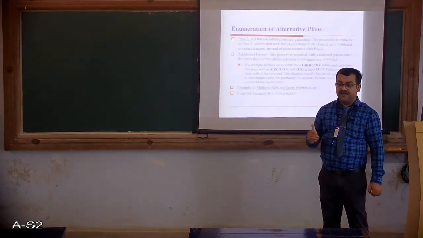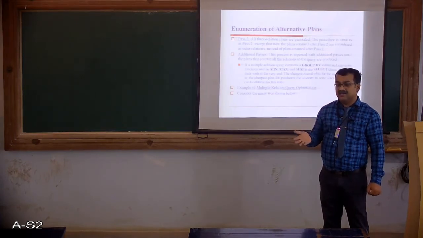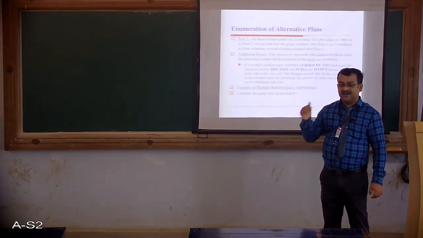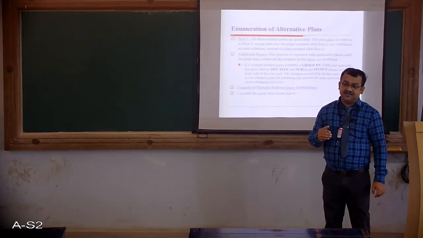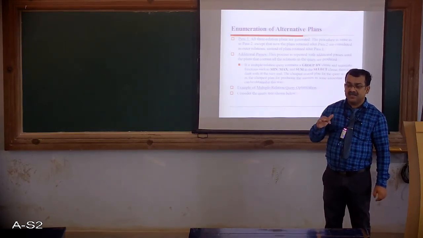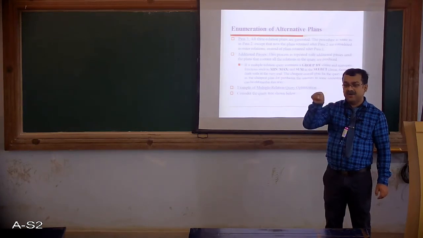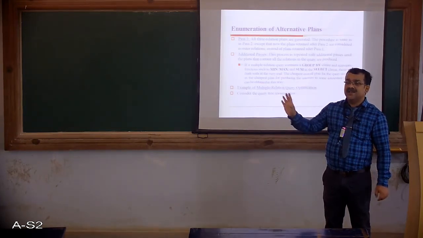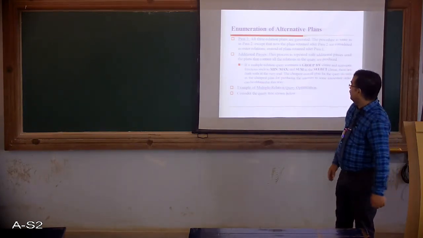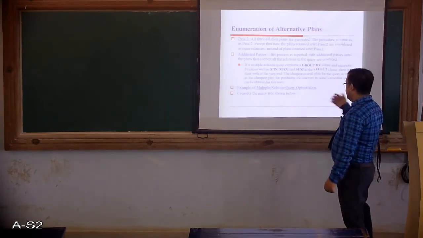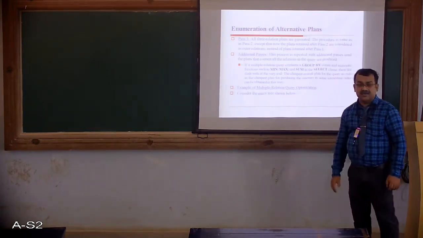Okay. If the query has 2 relations, only pass 2 is enough. If there are 3 relations, pass 3 has to be done. Okay. If there are 4 relations, pass 4 also has to be executed after pass 3. So the output of the previous pass will be the outer relation, and the next relation will be the inner relation. Okay. So that way it will go on increasing depending on the number of relations that you have.